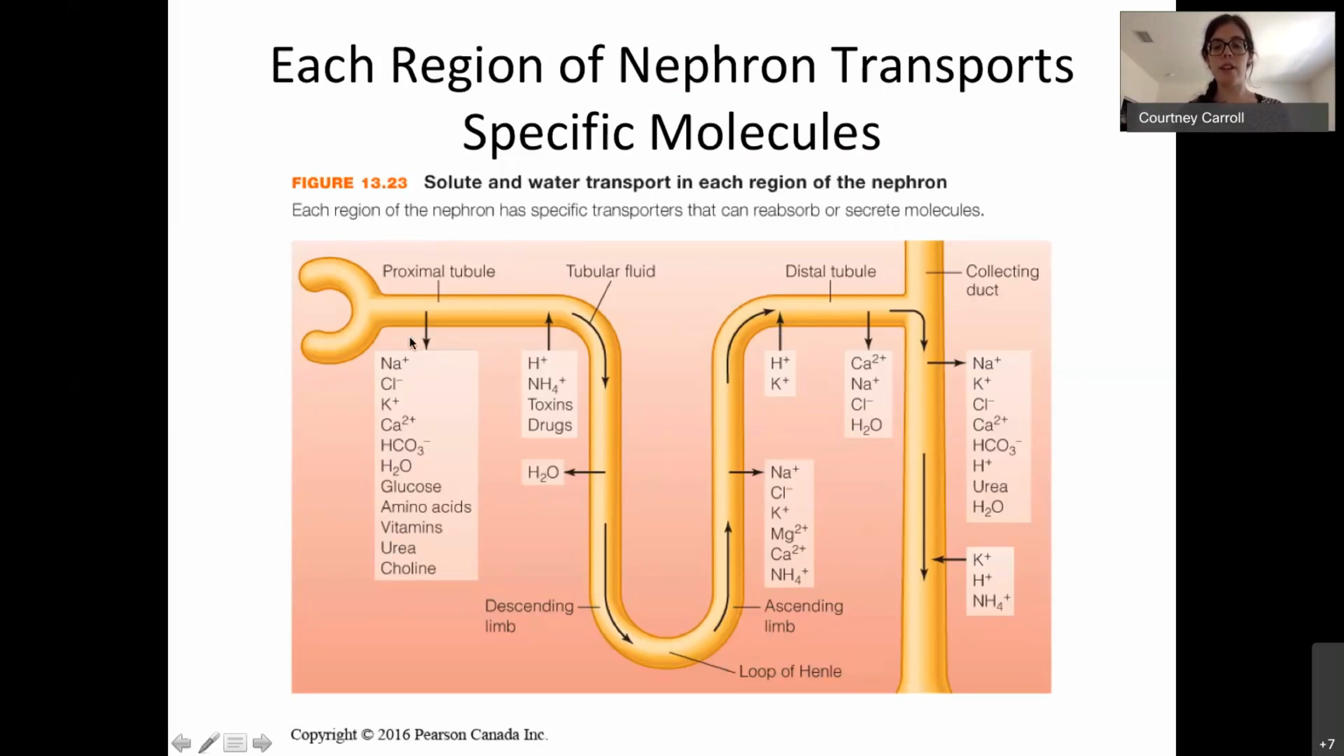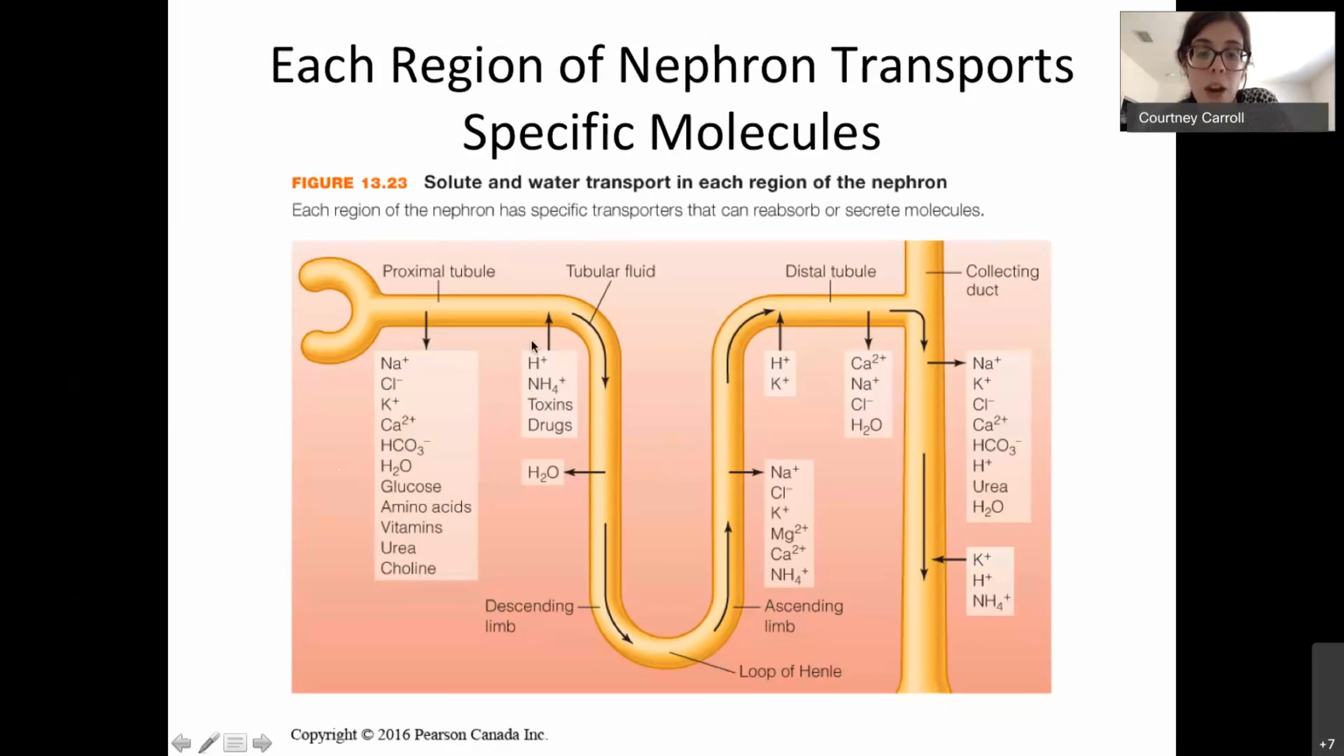What this is showing you is where all of the different solutes and water transports go. In the beginning, in that proximal tubule, we're going to reabsorb a lot of stuff right away from the filtrate, specifically things like glucose, amino acids, and some salts.